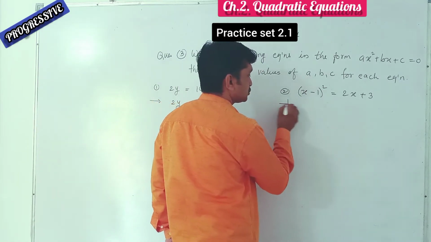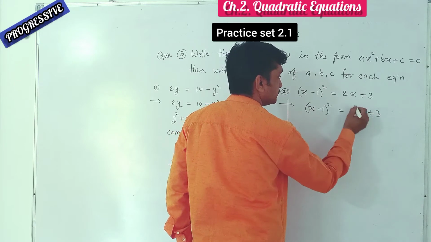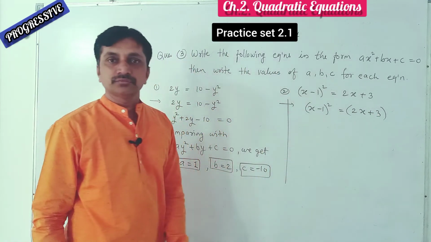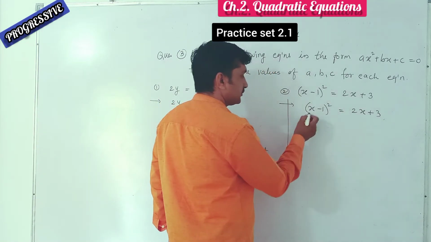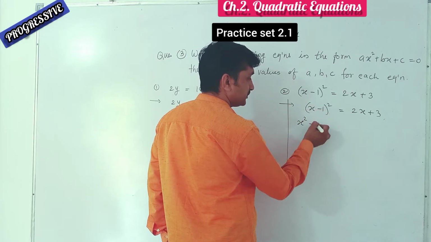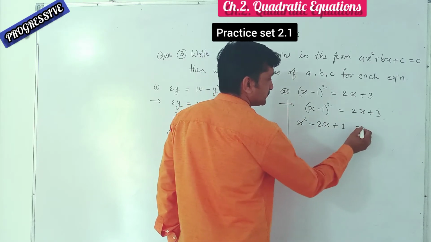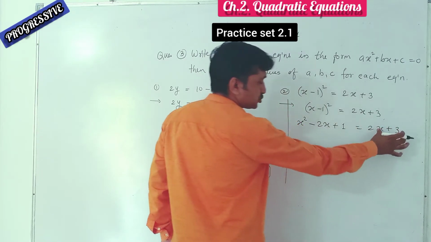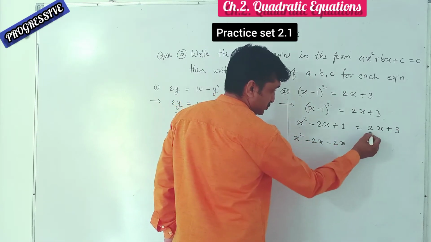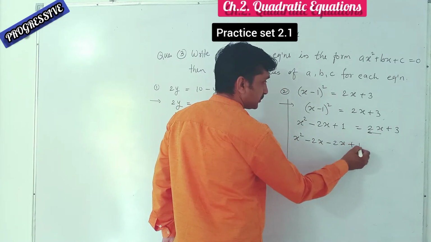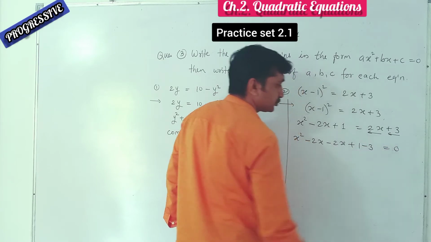Now here, solution: I write again (x minus 1) bracket square is equal to 2x plus 3. First expand this bracket, the formula for (x minus 1) square you have to write here. Now x square minus 2 into a into b, means 2x, plus 1 square of the second one, is equal to 2x plus 3. Now bring these two terms here on the left. X square minus 2x, this plus 2x, sign is changed, minus 2x, plus 1, and this plus 3 will become minus 3, is equal to 0.